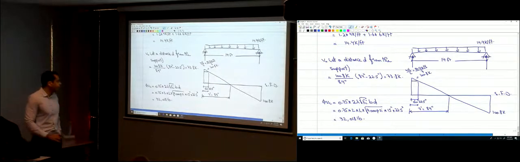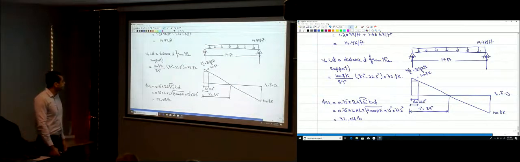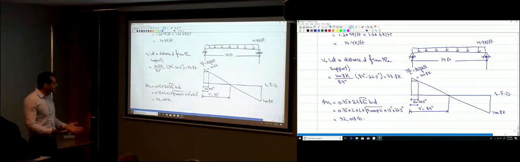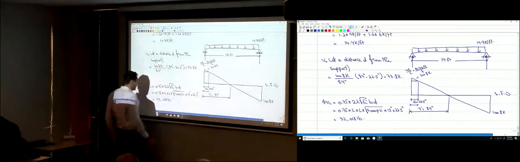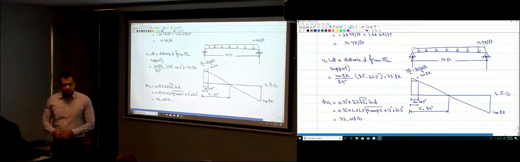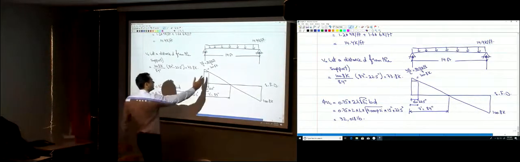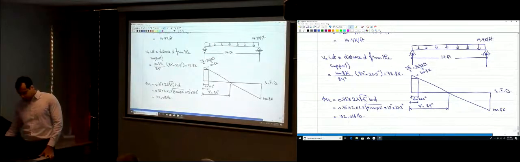So our maximum shear, how does it compare to this phi VC? Which case do you have here: you don't need stirrups at all, you need the minimum amount of stirrups, or you need to design for stirrups? The ultimate is larger than phi VC, right? The ultimate over here is 73.8 thousand pounds. Here you have just 32,000 pounds. So the shear force that is applied at the critical section is larger than the capacity of the concrete. So you need stirrups. I need to design for stirrups here.